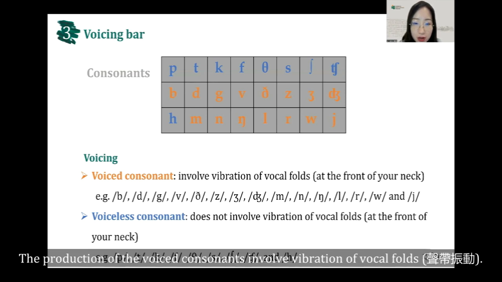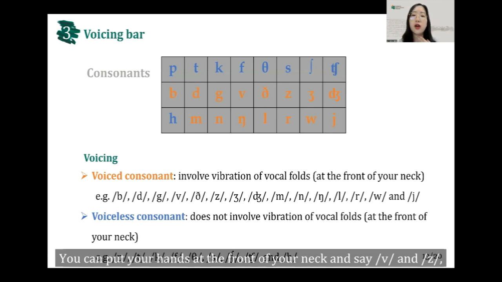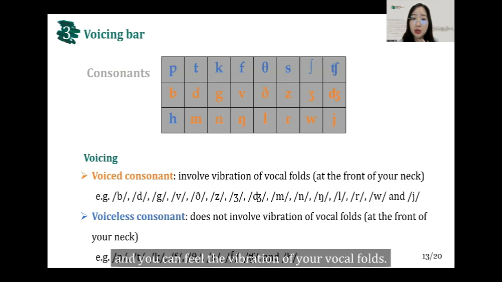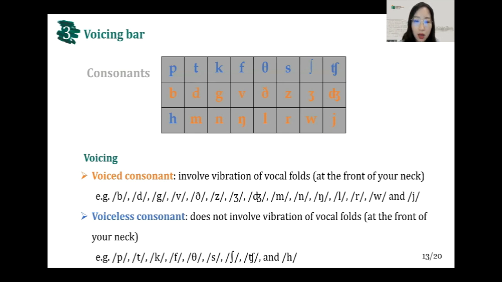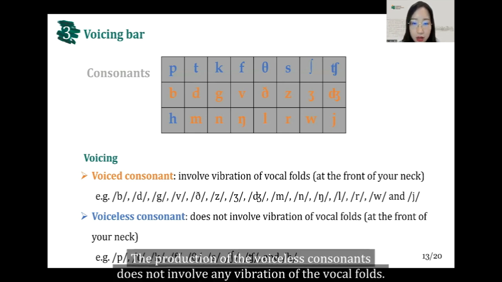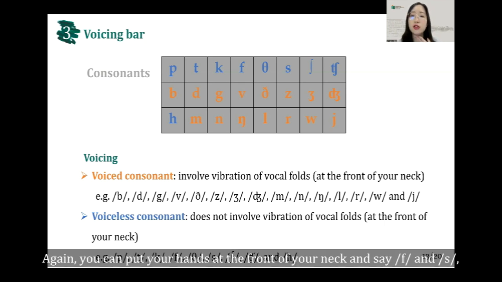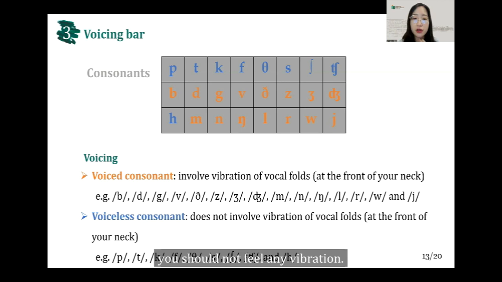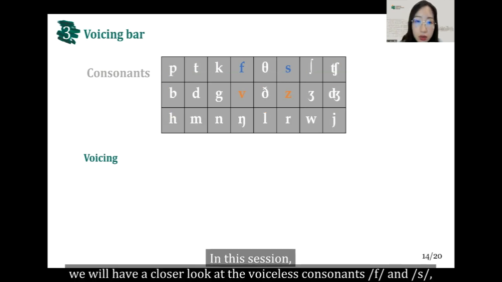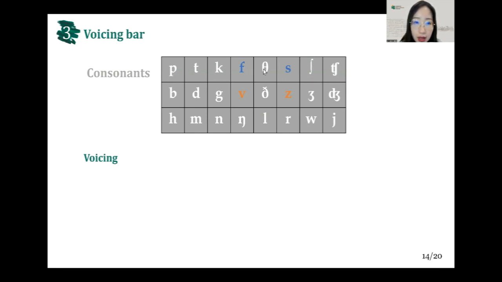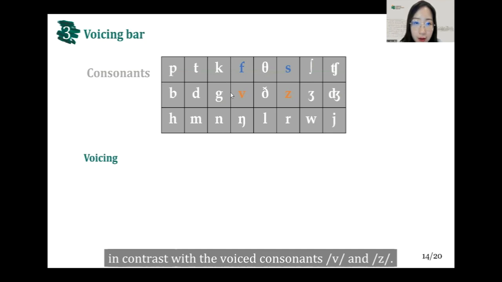The production of the voiced consonants involves vibration of vocal folds. You can put your hands at the front of your neck and say the voiced sounds, and you can feel the vibration of your vocal folds. The production of the voiceless consonants does not involve any vibration of the vocal folds. Again, you can put your hands at the front of your neck and say the voiceless sounds, and you should not feel any vibration. In this session, we'll have a closer look at the voiceless consonants in contrast with the voiced consonants.